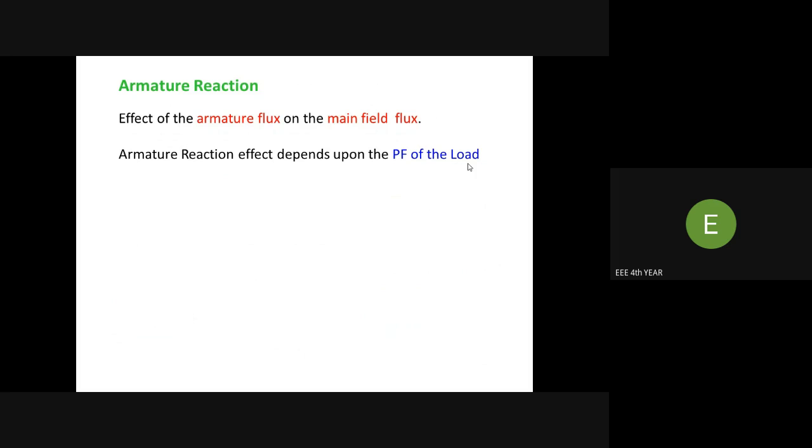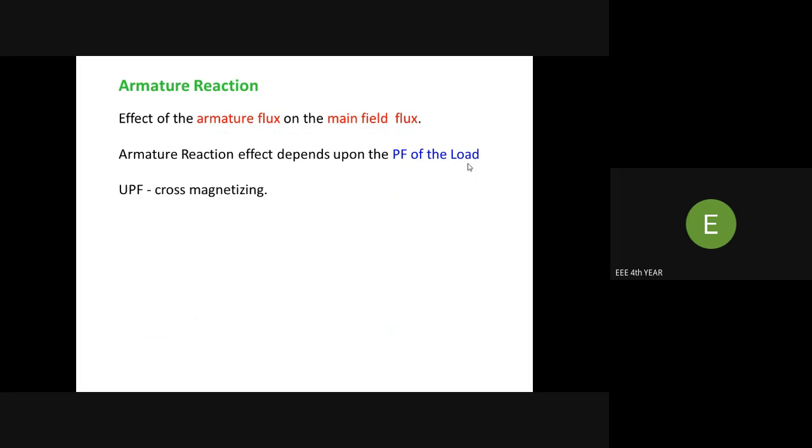So next one, armature reaction. The effect of armature flux on the main field flux is called armature reaction. It is the definition of armature reaction, because we have two windings, the field winding and the armature winding, in the synchronous generator. This armature reaction effect depends upon the power factor of the load.